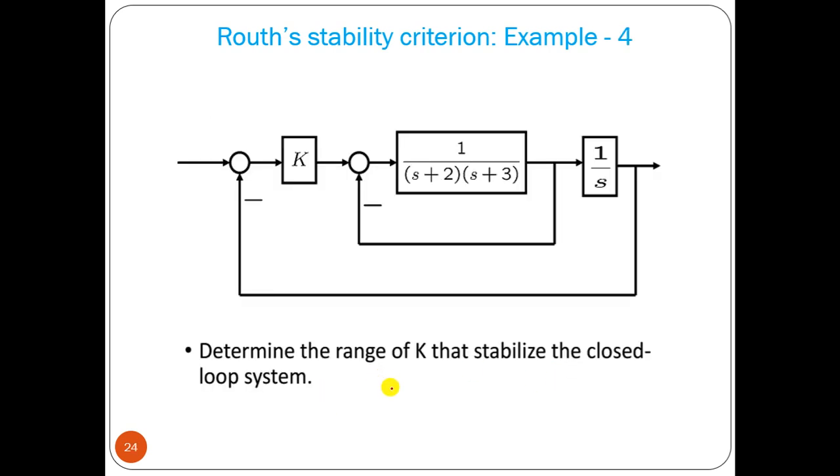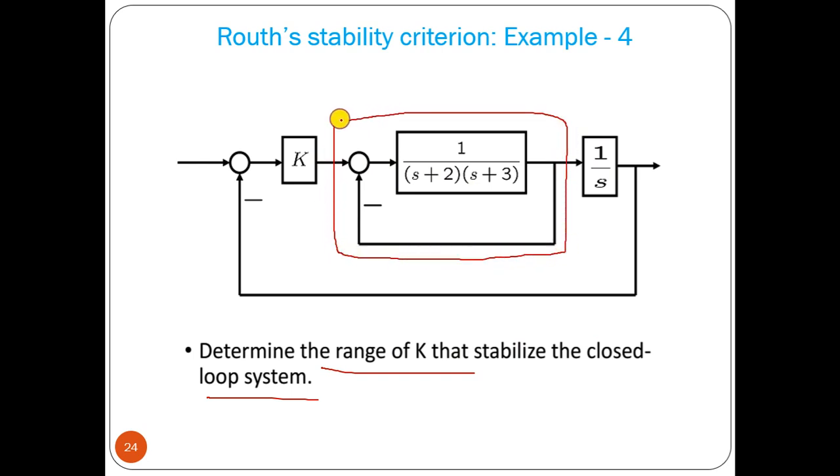Now let us solve another problem: we have to determine the range of k that stabilizes the closed loop system. Now k is here, and this is the total system. So we have to solve it. This is the feedback, which we find using the formula g divided by 1 plus gh, where h equal to 1. Negative feedback, so here it is plus. Then you have to multiply these three, then find the closed loop function.